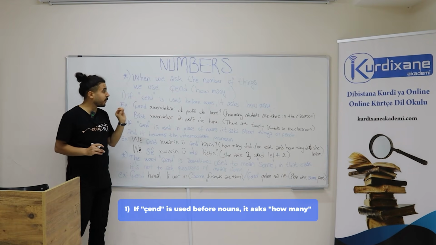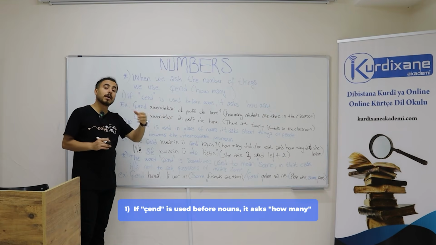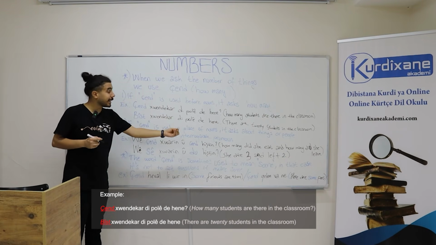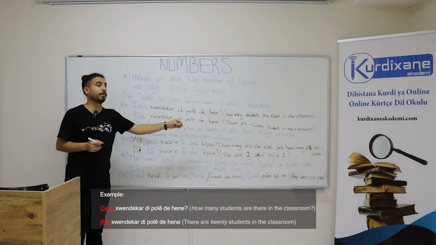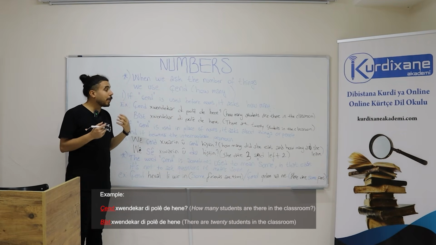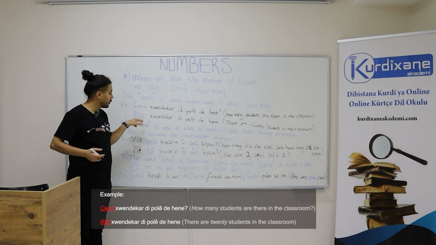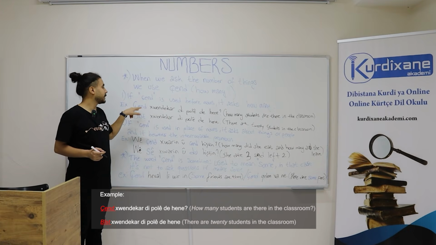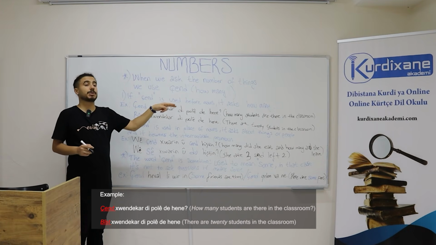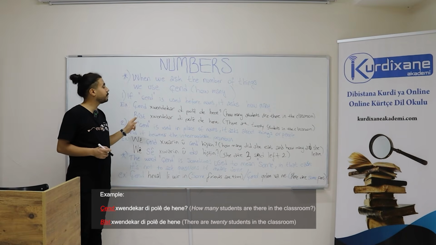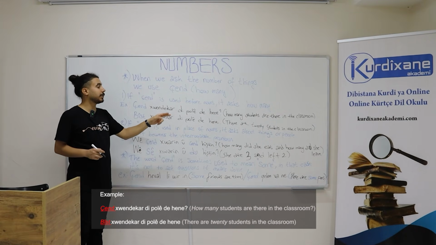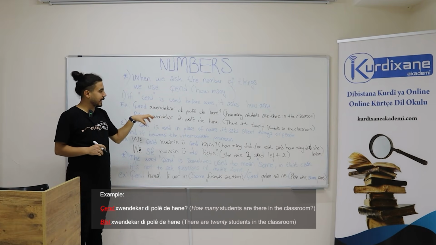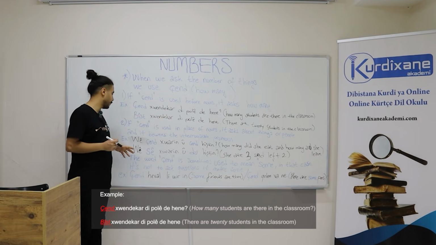So if chend is used before nouns, it asks how many. So, how many students are there in the classroom? It means how many students are there in the classroom. It's used before the noun, and it means how many students. How many students are there in the classroom? There are 20 students in the classroom. So that's how you use chend to mean how many.